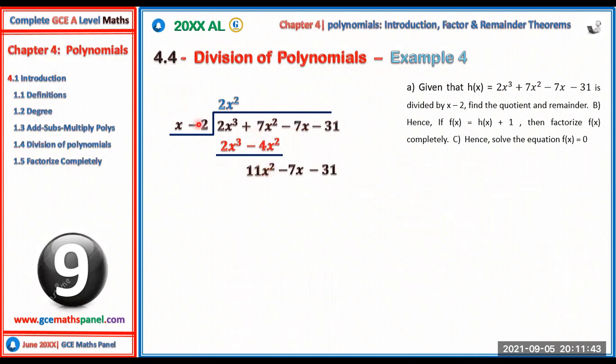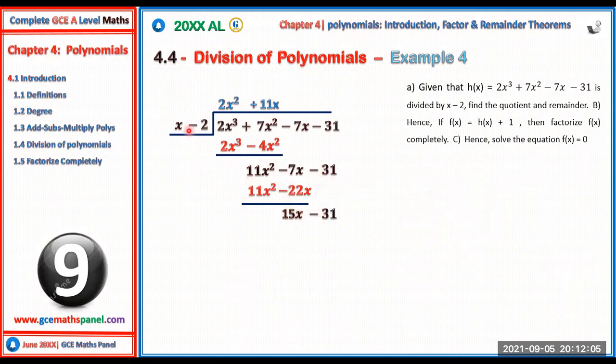Now 11x squared divided by x is plus 11x. Plus 11x times x is plus 11x squared. 11x times minus 2 is minus 22x. We subtract again. 11x squared minus 11x squared is 0. Minus 7x minus 22x is plus 15x. And we bring down minus 31.